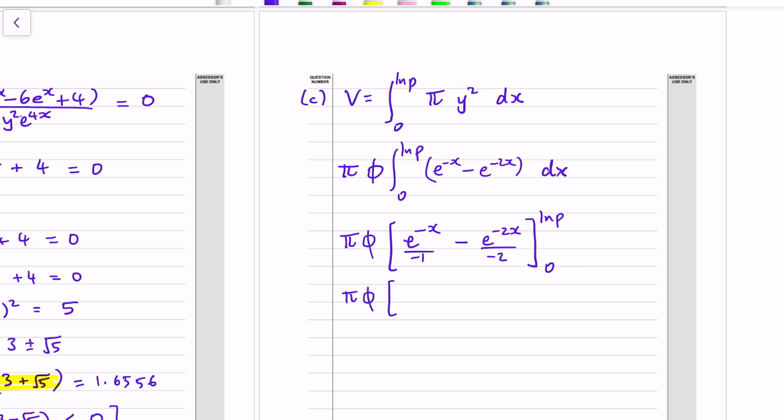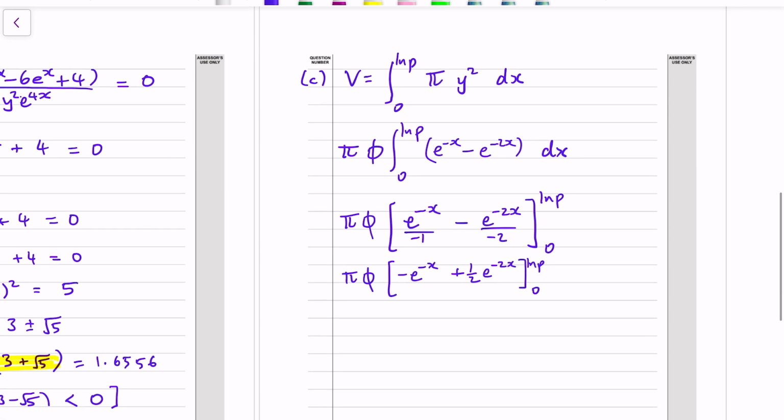Let's just tidy up the negatives for a start. We've got negative e to the minus x plus a half e to the minus 2x. It just looks a little bit tidier. Okay, now ln(p). We need to put ln(p) into this expression first. So we've got negative e to the minus ln(p) plus a half e to the minus 2 ln(p). That's the first substitution. Then we subtract. It's a definite integral. We now sub in 0.